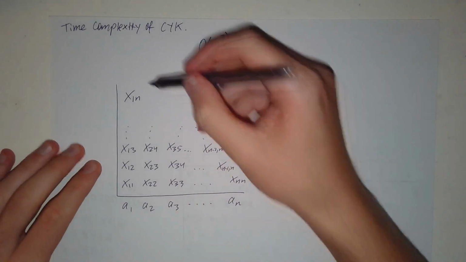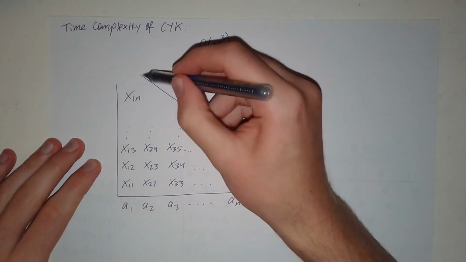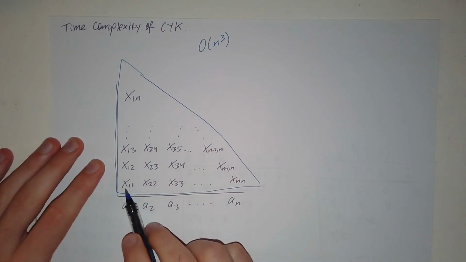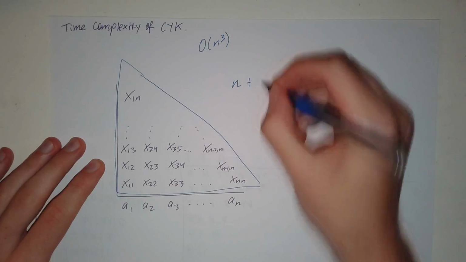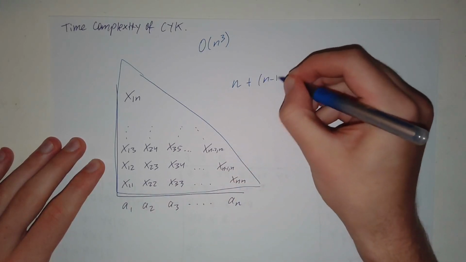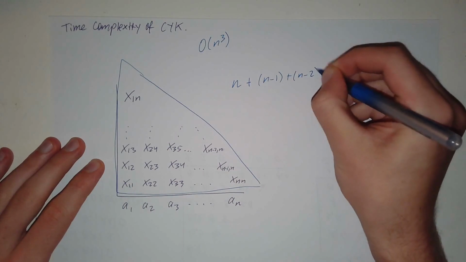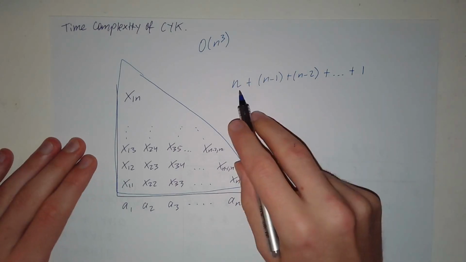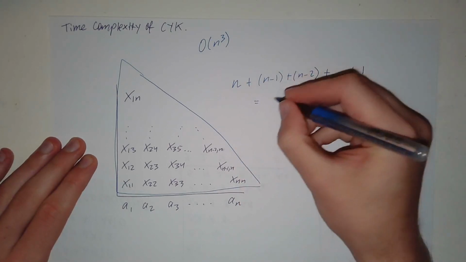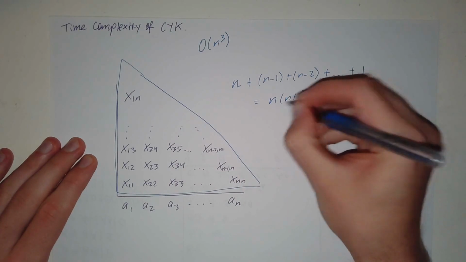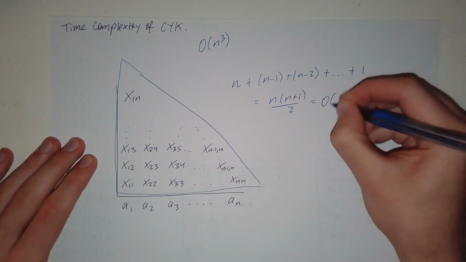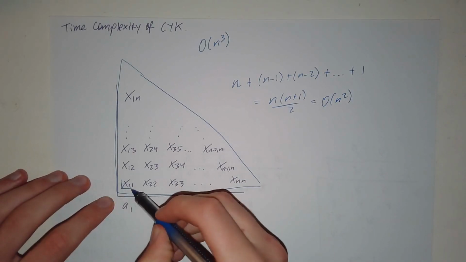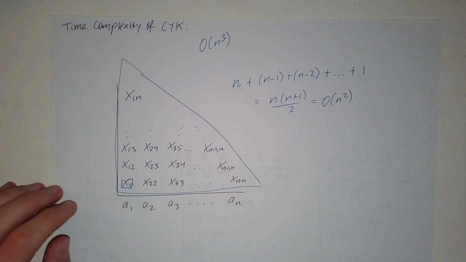When we run the CYK algorithm, we basically build up this big triangle of sets, right? How many sets are there to compute in total? There are n sets on the bottom, plus n minus 1 sets on the next row, plus n minus 2 sets on the next row, and so on, plus one single set on the top. So what's the sum of numbers from 1 to n? Well, that's just n times (n plus 1) over 2, which is O(n squared), right? This is a quadratic.